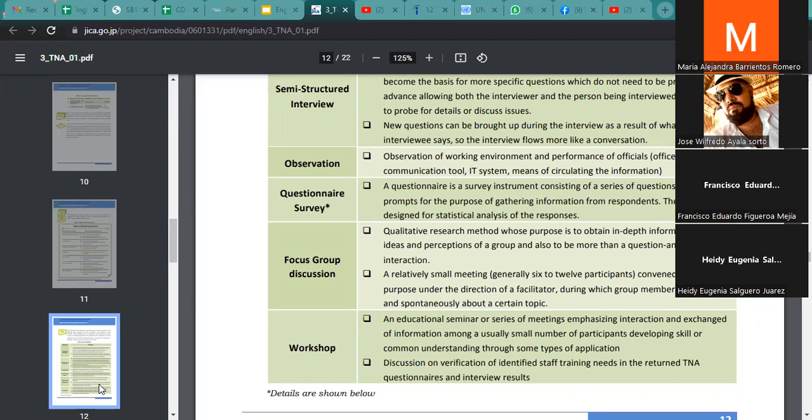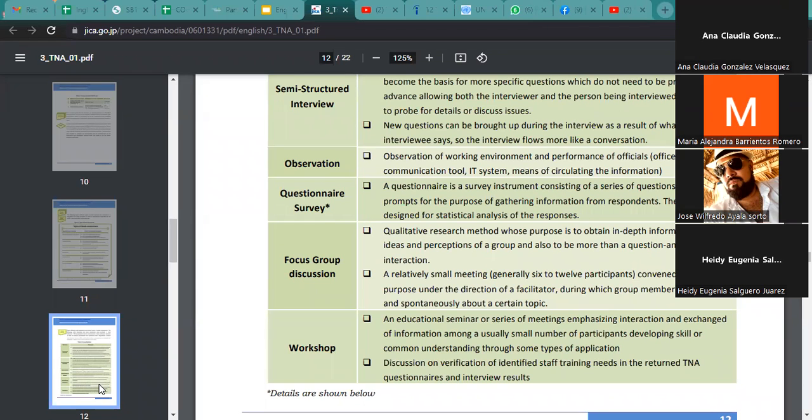Okay, very good. Yeah, observation is a very basic thing, right? So you go and see how they are doing things, identify, and then you will be able to see if they need training in one or other way. So that is it. Questionnaire survey, that is for Jose Wilfredo.